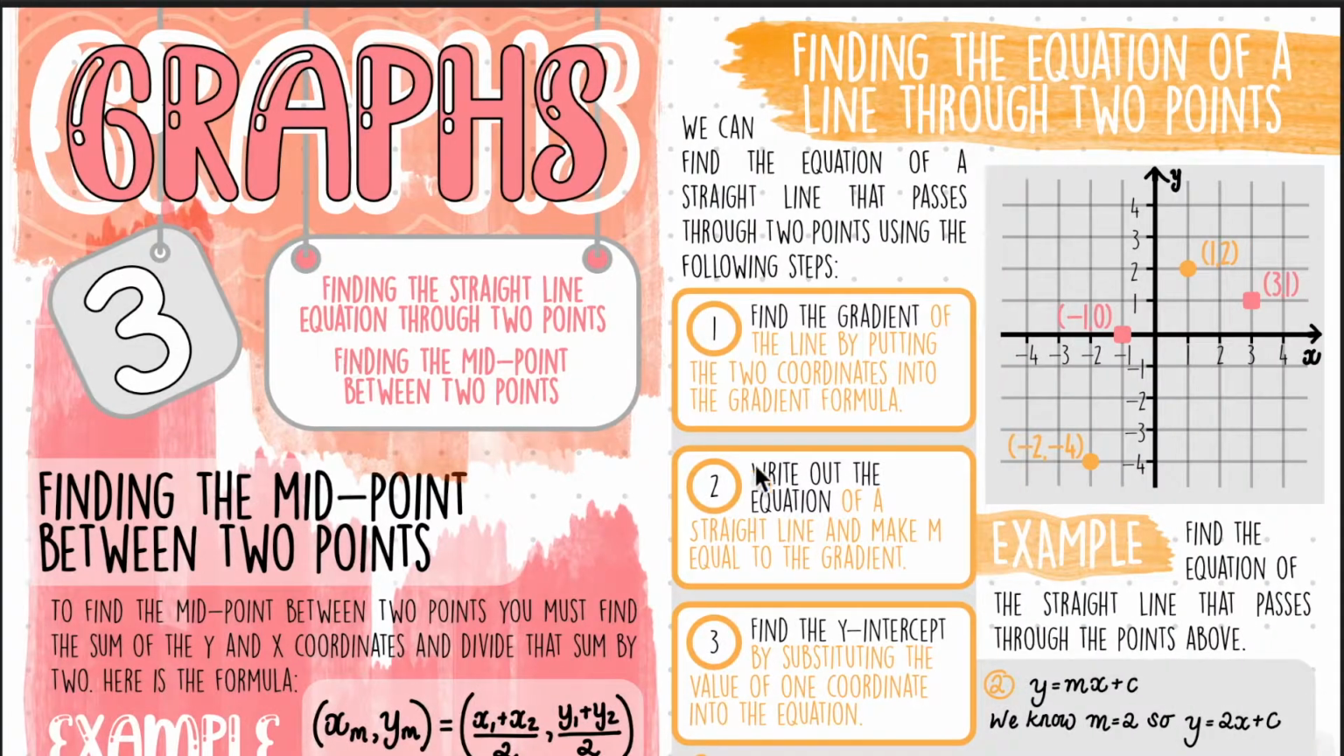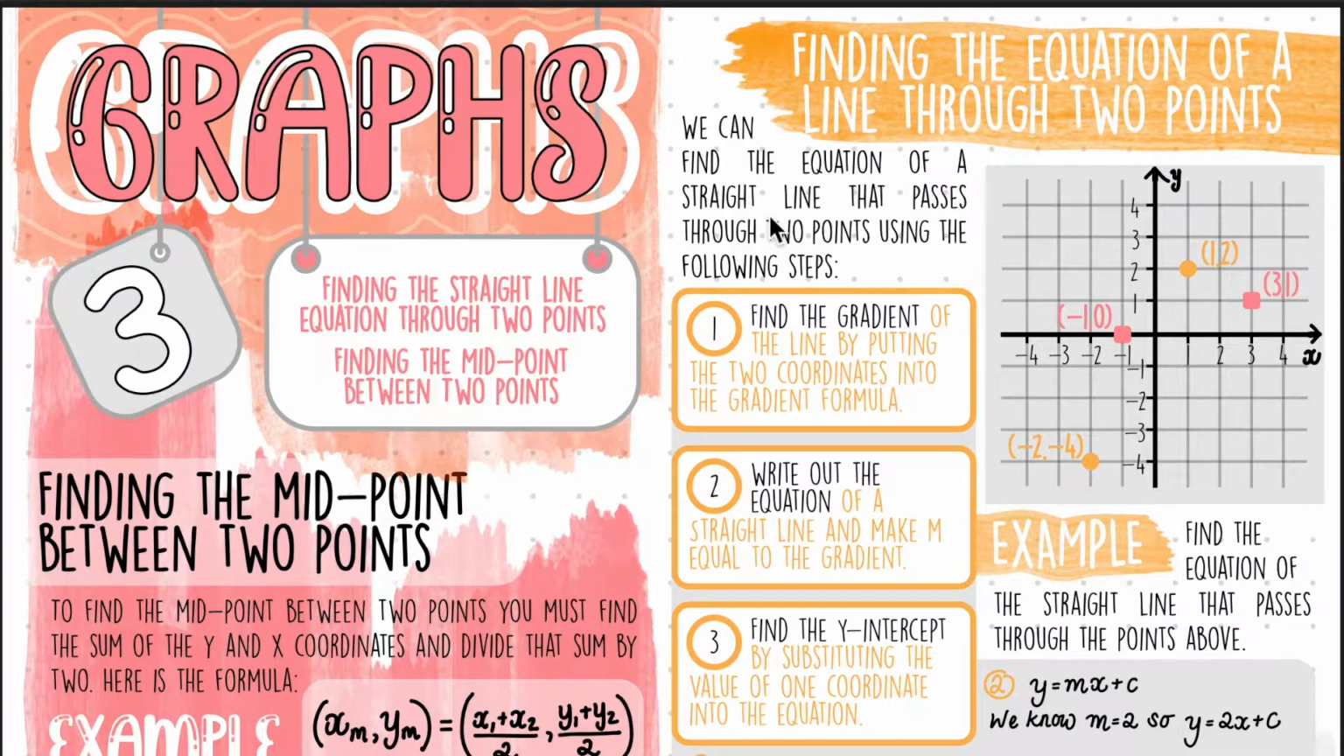Right, this is the worksheet for Graphs Section 3. In this worksheet, we'll go over finding the straight line equation through 2 points and finding the midpoint between 2 points. So like I said in the introduction, we can find the equation of a straight line from various bits of information. In the previous worksheets, we learned how to find the straight line equation from looking just at straight lines on a graph. In this worksheet, we'll look at how to find the straight line equation from just being given 2 points that the straight line passes through.